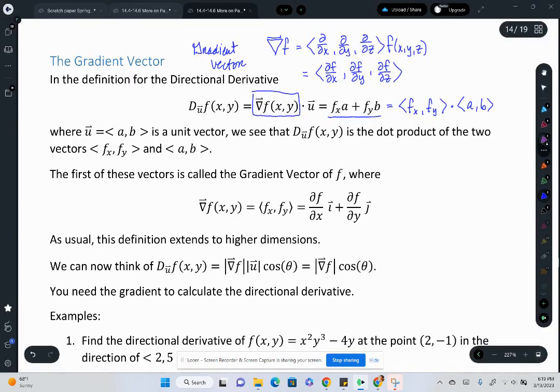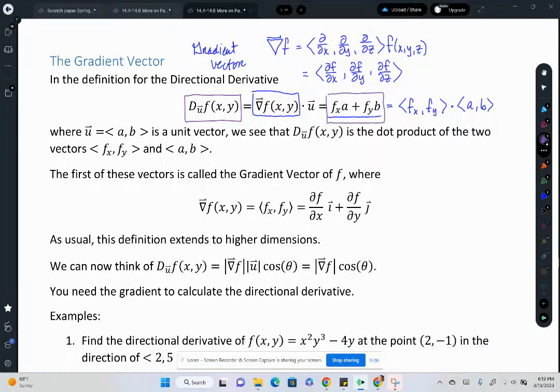We already saw this part in the last little section. The directional derivative of f in the direction of u is f sub x a plus f sub y b. Now we're just seeing the pieces that are put together to make this. So it's the gradient vector that's new, and we have to know it. So when you see this notation, make sure you know this, okay?